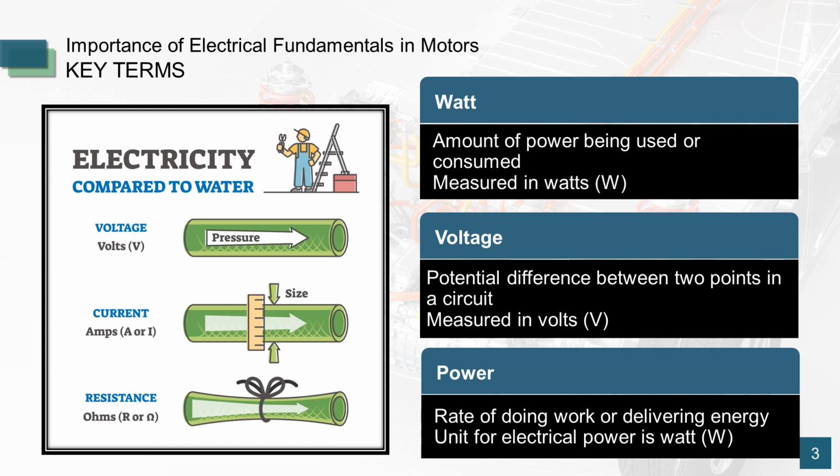Power. Power is the speed at which electrical energy is used or converted. It's essentially how much work is being done per unit of time. The unit for electrical power is the watt, W. For example, a 100-watt light bulb uses 100 joules of electrical energy every second. 1 watt equals 1 joule per second. So, a higher wattage appliance does more work in the same amount of time, meaning it uses electrical energy at a faster rate.